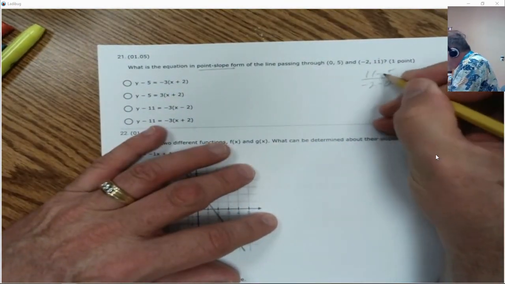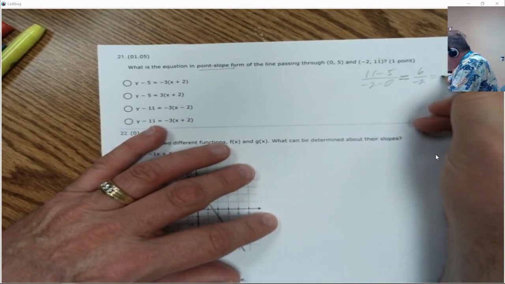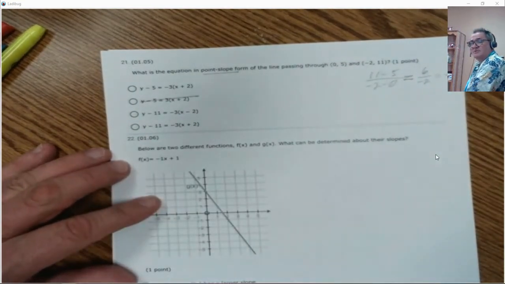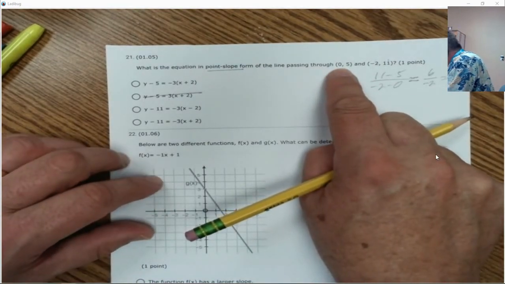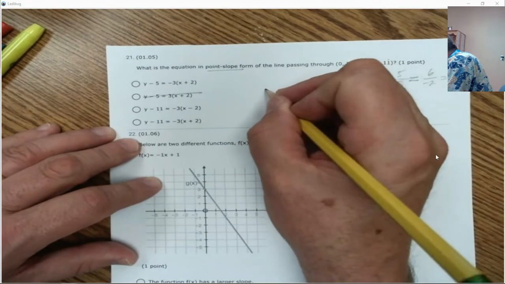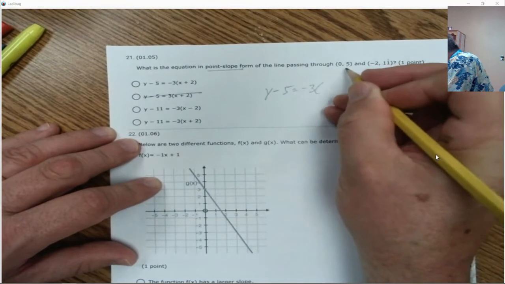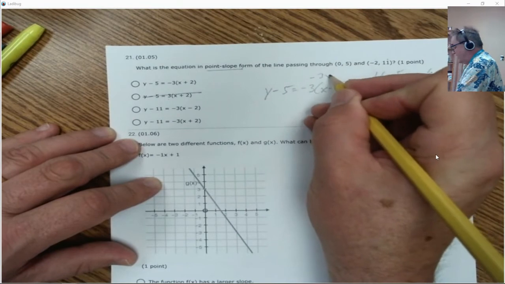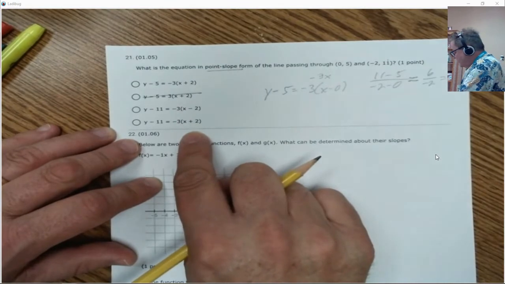So 11 minus 5 is 6. -2 minus 0 is -2. So our slope is -3. 6 divided by -2. So this one's out because it has a +3 slope. So it's going to be one of these other ones. Right? So 5, 0. So it could be y minus 5 equals -3 times x minus 0, which would be just x. It would be the same thing as -3x, right? That could be one of them. I don't see that choice over here. So it's not that one.